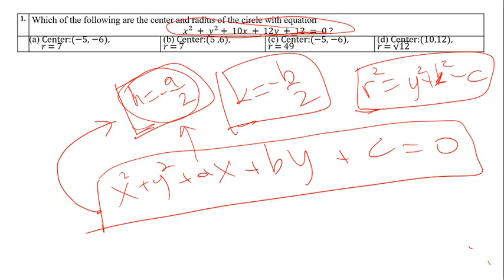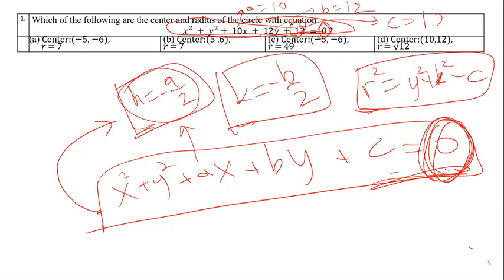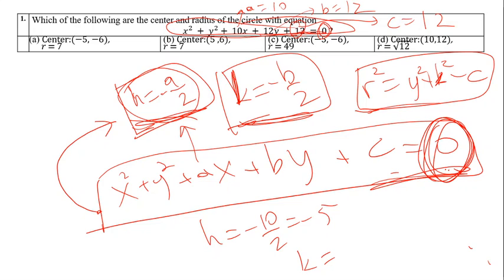So what is a here? First, you have to find a is equal to 10, b is equal to 12, and what is c? Be careful if you want to use this form: 0 has to be on the right hand side, so c is 12. Now we want to find h and k. H is minus a over 2, which is minus 10 over 2, which makes minus 5. And k is minus 12 over 2, which is minus 6.